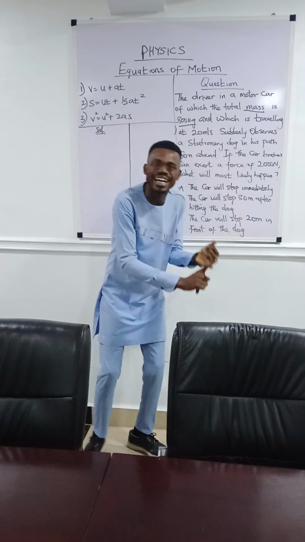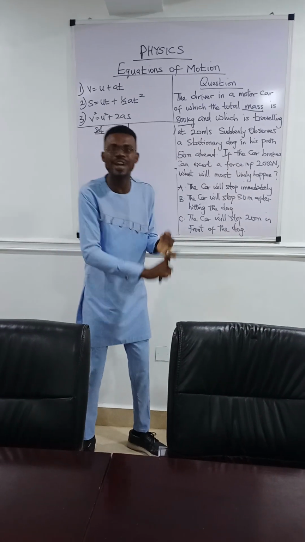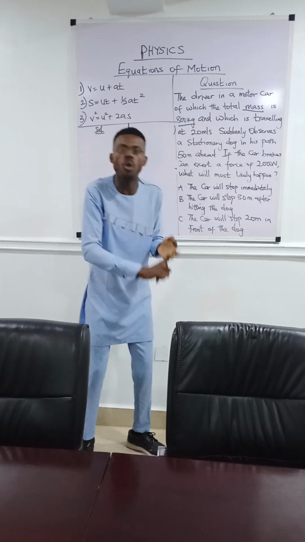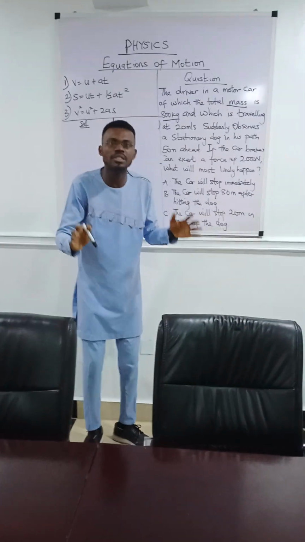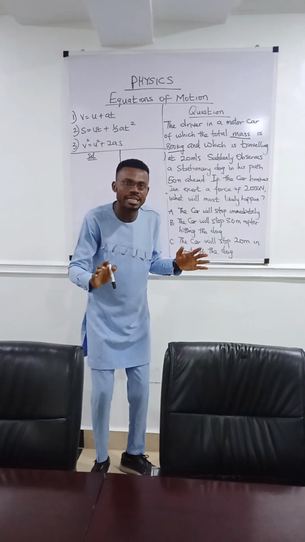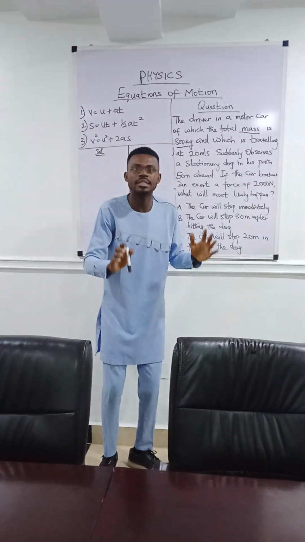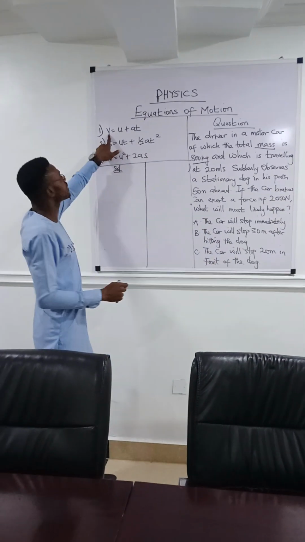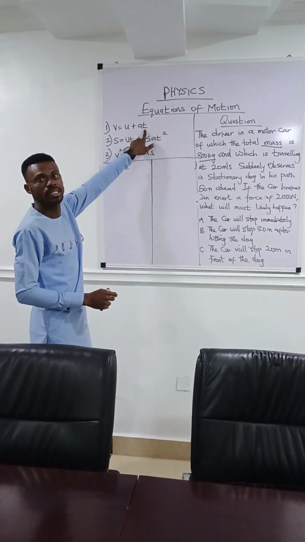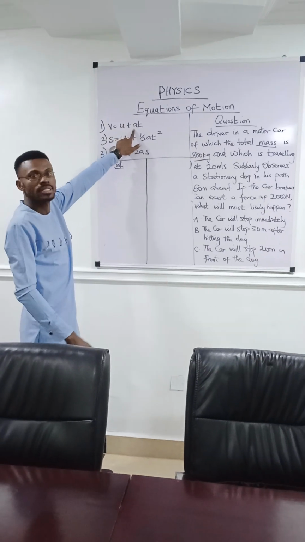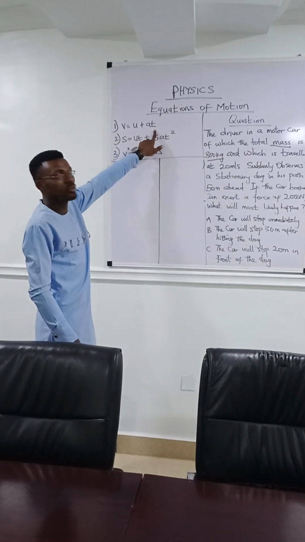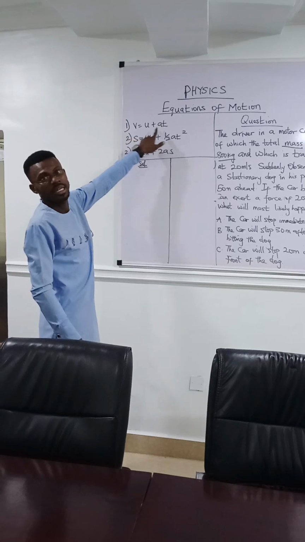How far talks of distance, how fast is speed, how long is time. So, equations of motion are simplified formulas in physics used for calculating these three: speed, distance, and time. The first is v equals u plus at. V and u are final and initial velocity, a is acceleration, t is time. So this means velocity and time.